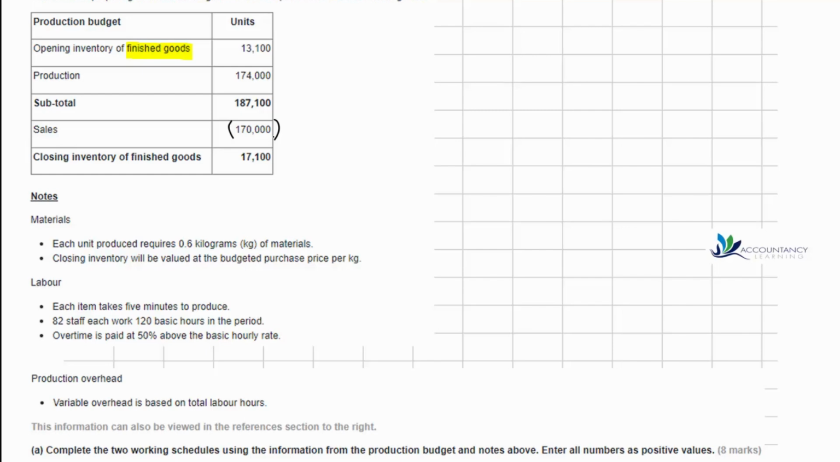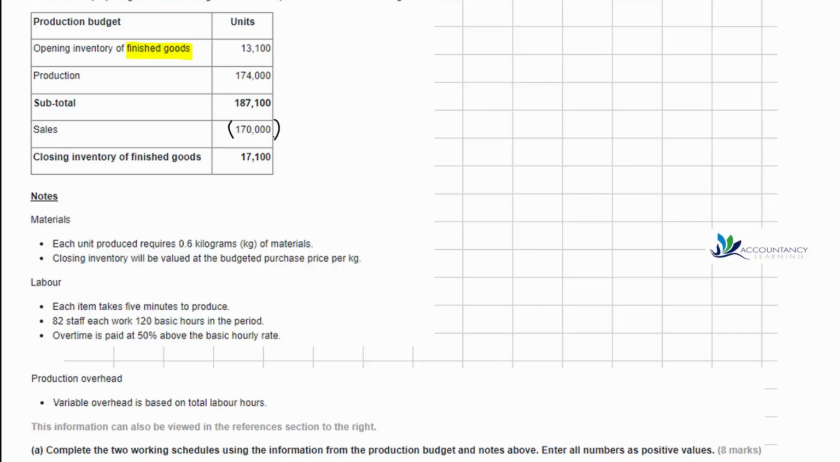We're also provided some notes about materials. So for each unit we produce, we need 0.6 of a kilogram of materials, and also our closing inventory will be valued at the budgeted purchase price per kilogram. And then for labour, each item takes 5 minutes to produce. We have 82 staff who each work 120 basic hours. And then on top of that, if there's any overtime, this is paid at 50% above the basic hourly rate.